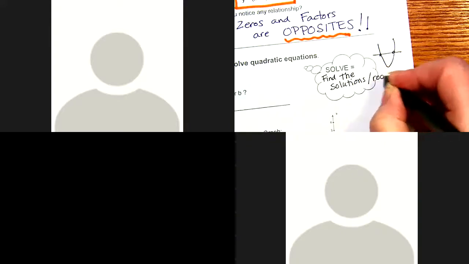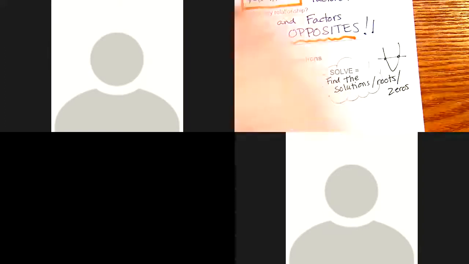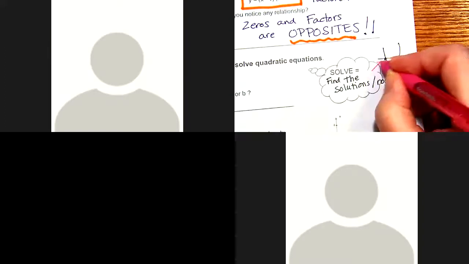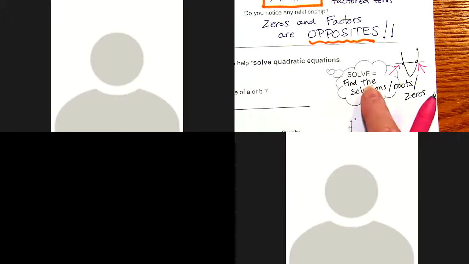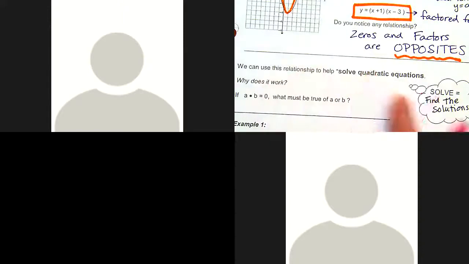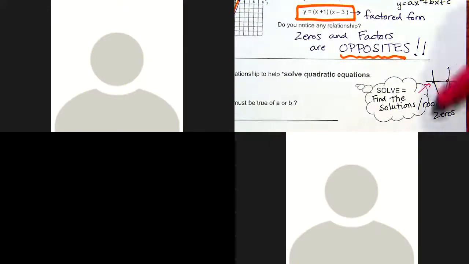So what we're looking for are here. The roots or the zeros. We're looking for these points. If it says solve a quadratic, solve comes from the same word as solution. This is the noun that goes with this verb. And so that's what we're looking for. If we want to solve this, we're looking for these 2 points.